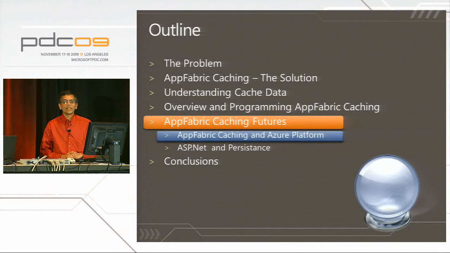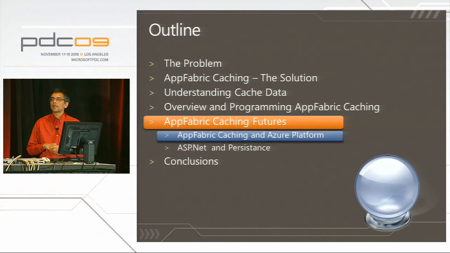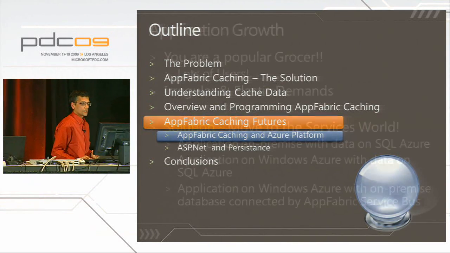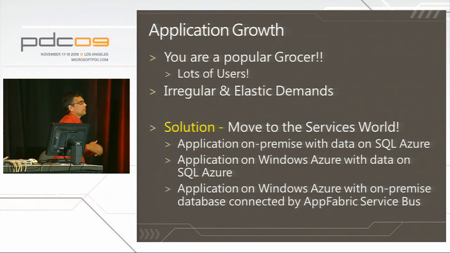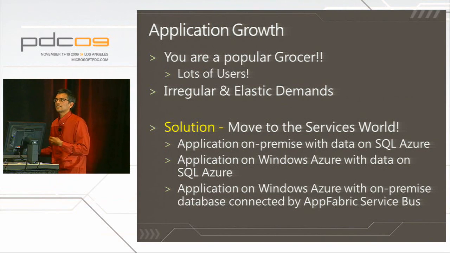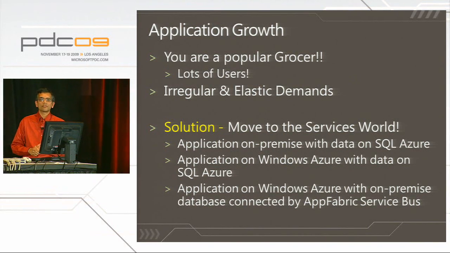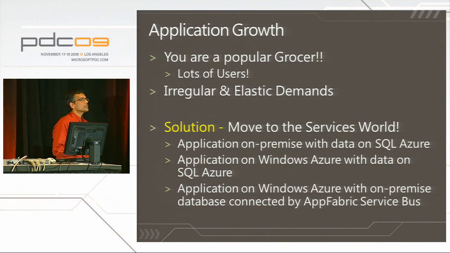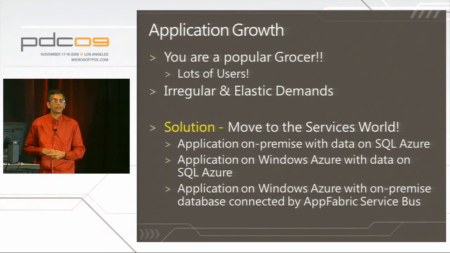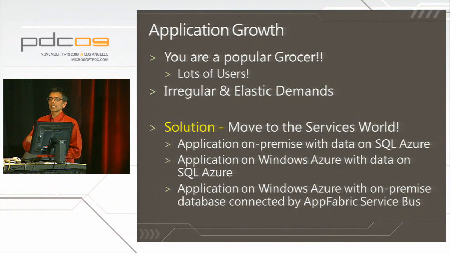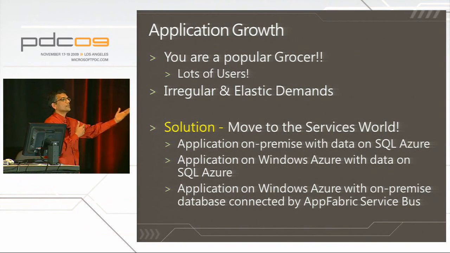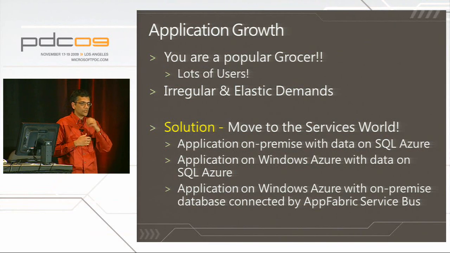OK, so that's kind of some of the on-premises story. And the other thing that we're also working on is the Azure caching story. Let's say you become a popular grocer, right? And a lot of people are coming to you, and you have inelastic demand, and you don't want to acquire a lot of hardware and software. So you have a bunch of solutions as well, right? In addition to using the local caching story, you may want to scale up your backend tier, like the data tier. So you could move the data to SQL Azure. That's one example that you have.